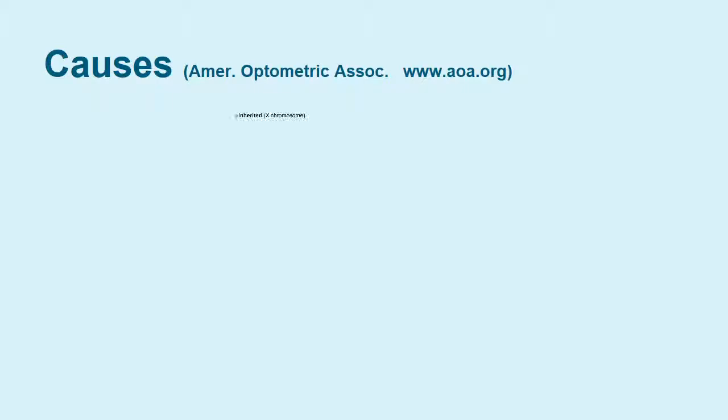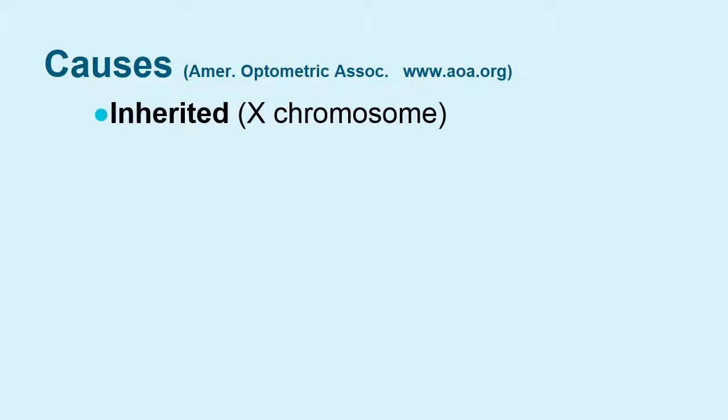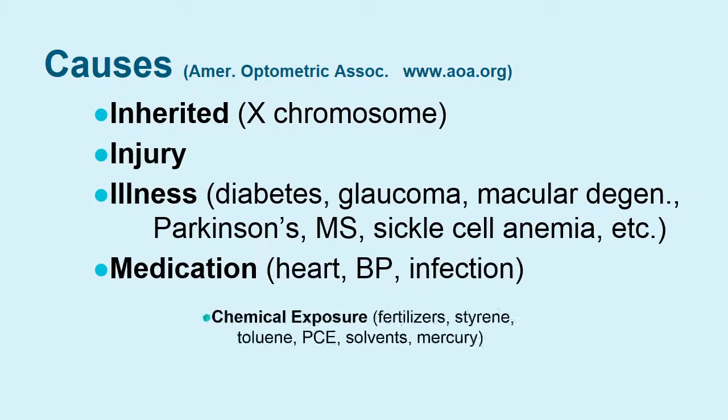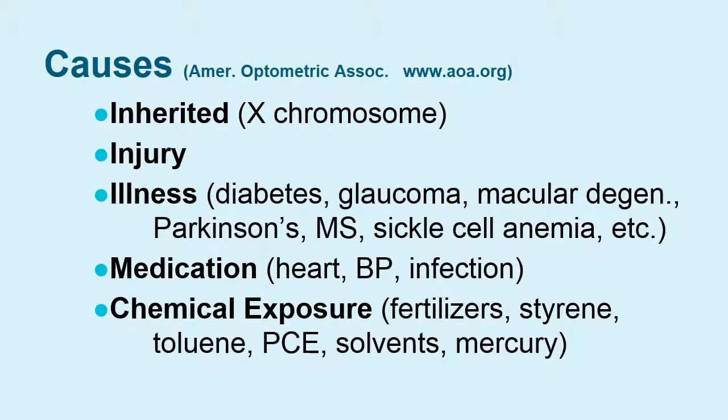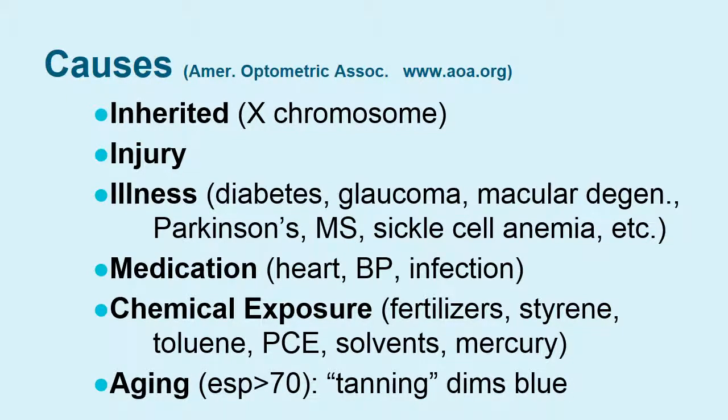Now, although there is a lot of data on X chromosome, this is mostly statistical data. We know this is an inherited phenomenon, but injury and illness and medication and chemical exposure all can cause color vision deficiencies. We also know that in populations over the age of 70 that there's a yellowing of the lens that can cause a problem in aging populations.